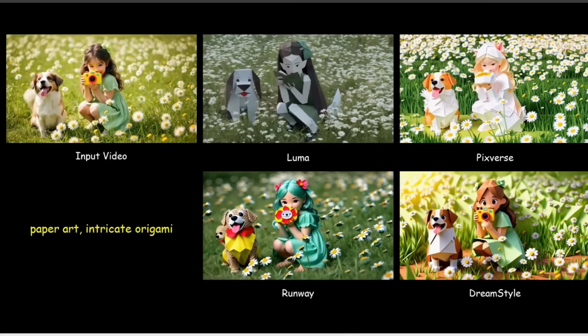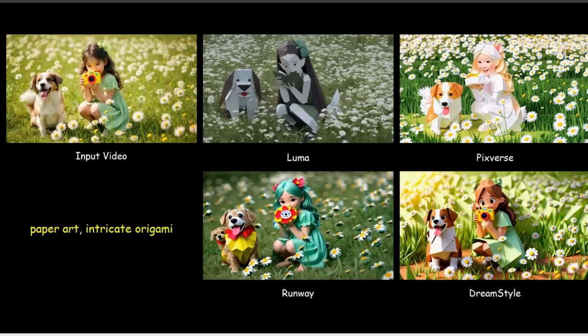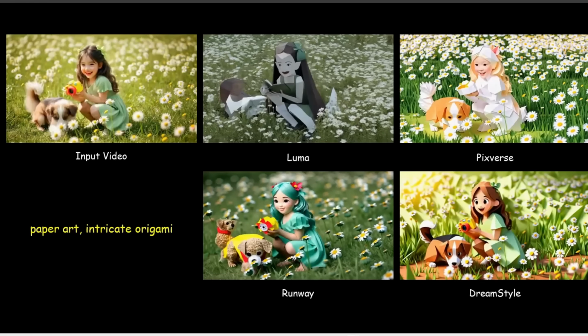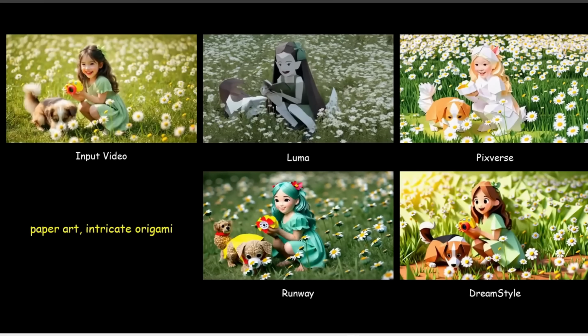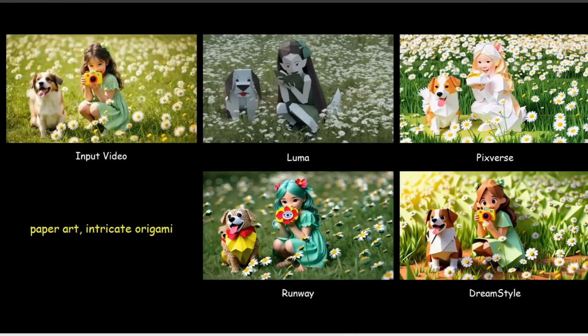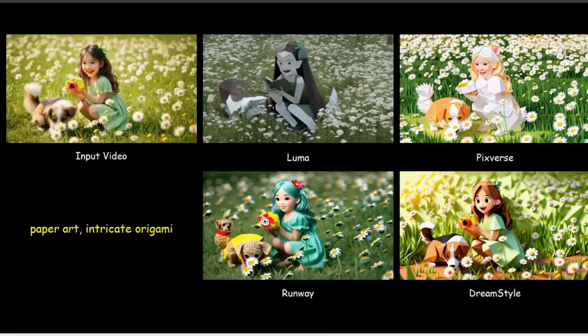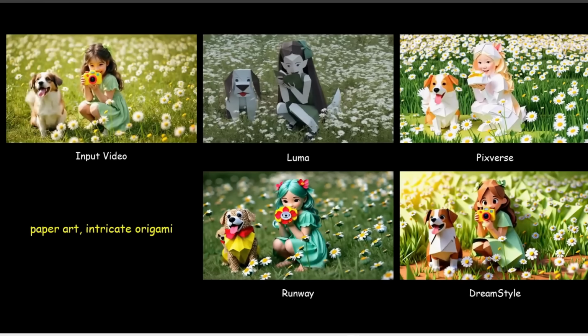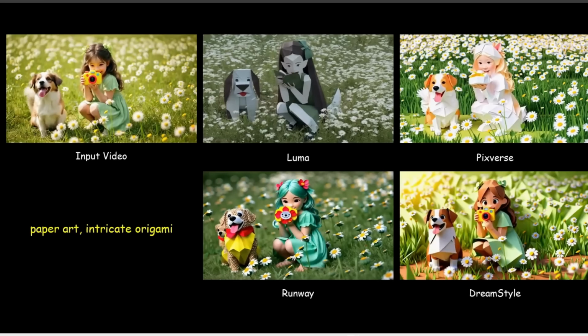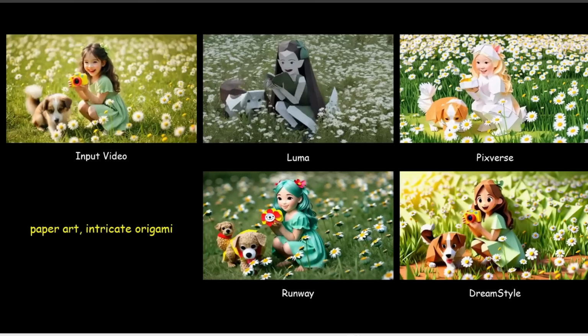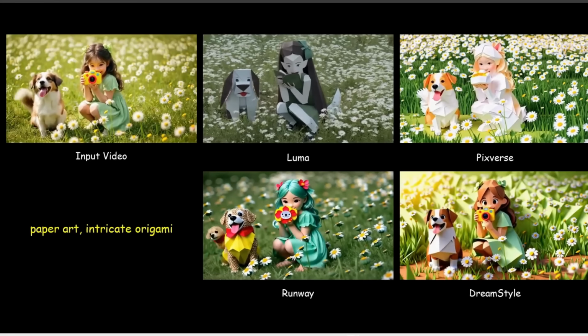So here's an example where the input video is on the upper left corner, and if you prompt it to turn this into this origami style, here's a comparison between the other main closed source models out there, including Luma, Pixverse, and Runway, and then here we have DreamStyle. And as you can see, DreamStyle actually did this the best. It was also able to convert the background of flowers and grass into origami as well.